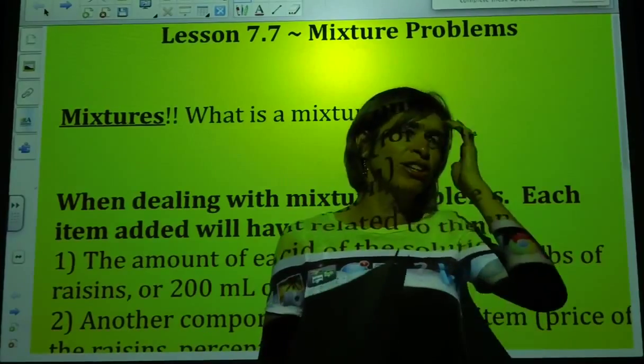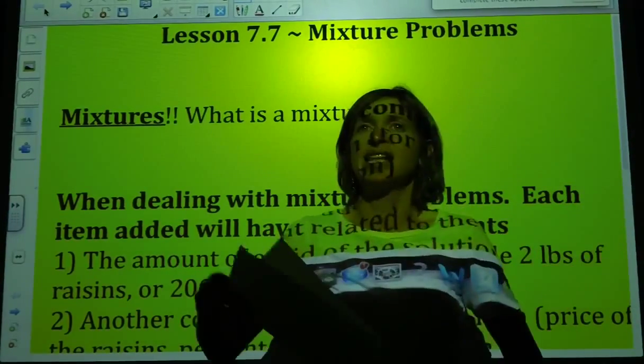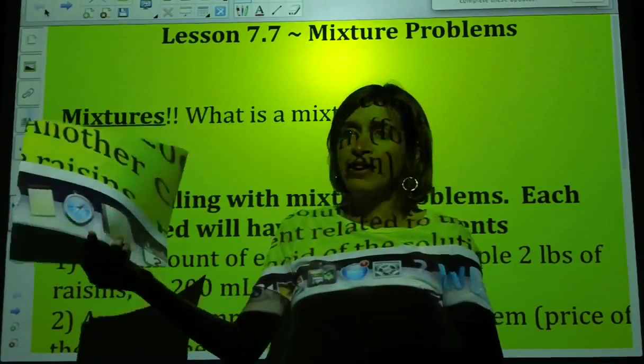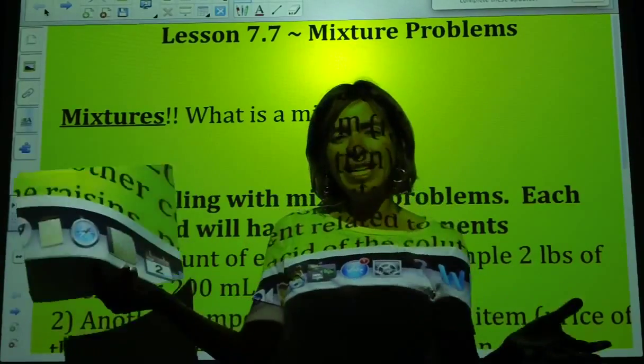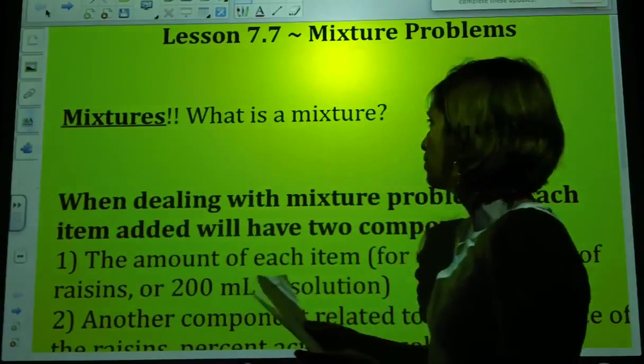Like you drive a car at a certain speed for a little bit of distance, and then for a little bit of time, sorry. And then you'd go at a faster speed because the speed limit changes. So anytime we're mixing quantities together, we can think of them as mixture problems, okay?